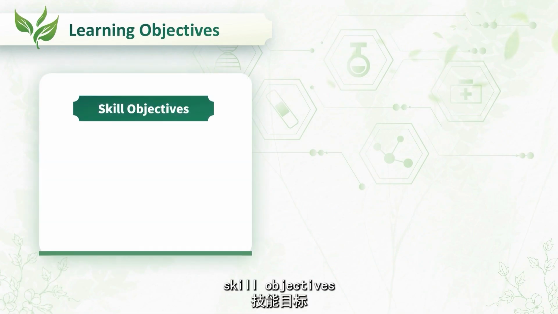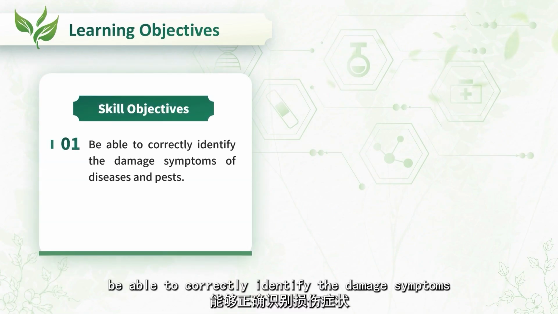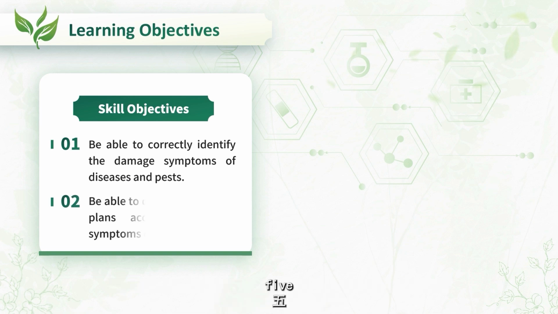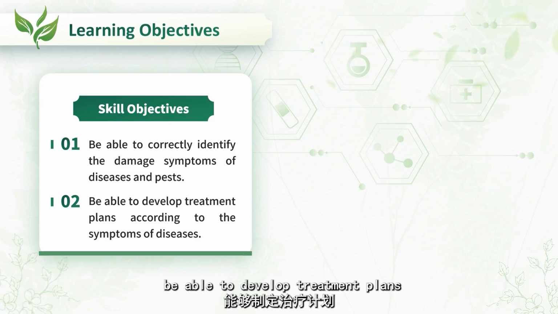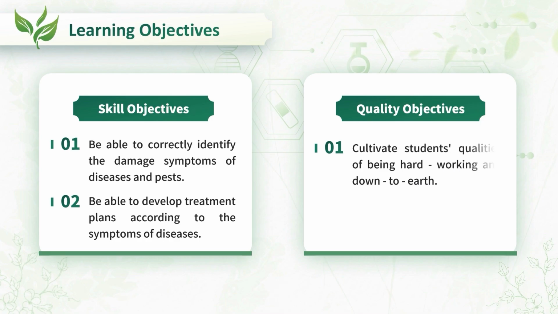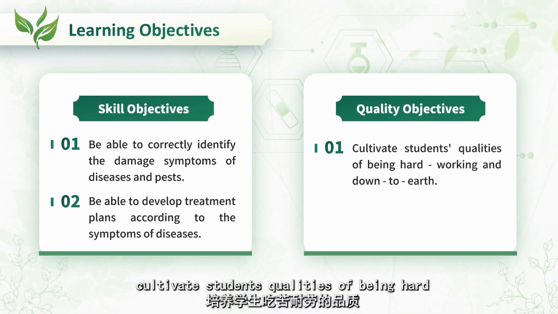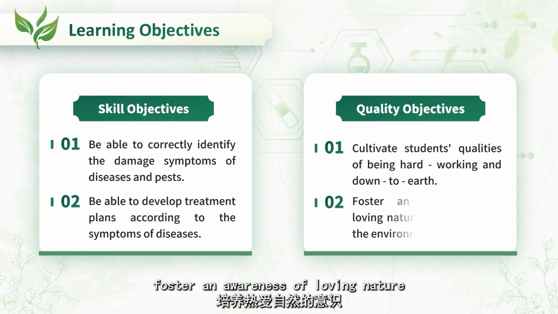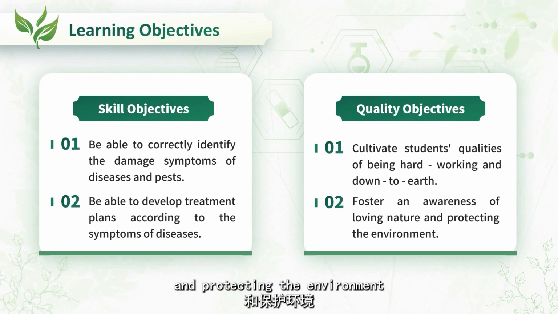Skill objectives. 4. Be able to correctly identify the damage symptoms of diseases and pests. 5. Be able to develop treatment plans according to the symptoms of diseases. Quality objectives. 6. Cultivate students' qualities of being hardworking and down to earth. 7. Foster an awareness of loving nature and protecting the environment.